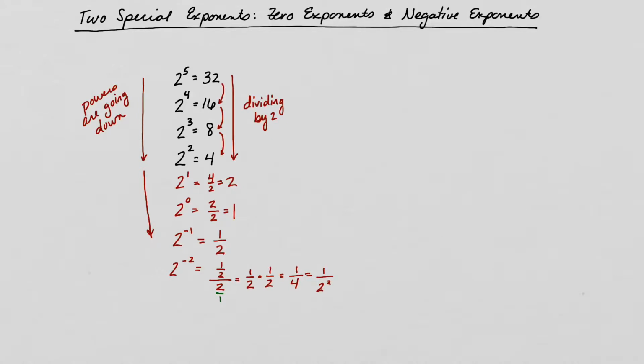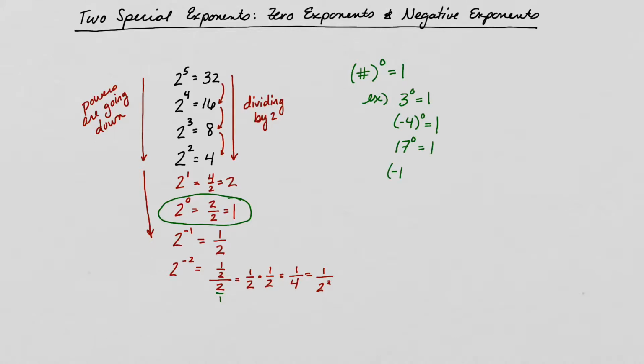So there's a couple things to notice. One of the things to notice is that 2 to the 0 turned out to be 1. And that's not just a coincidence. That actually will always happen. So anytime that we have a number raised to the 0 power, it's always going to be equal to 1. Always. Totally a rule. Every single time. So, 3 to the 0, that's 1. Negative 4 to the 0, that's 1. 17 to the 0, that's 1. Negative 167 raised to the 0 power, that's also 1. Anything to the 0 power is 1.